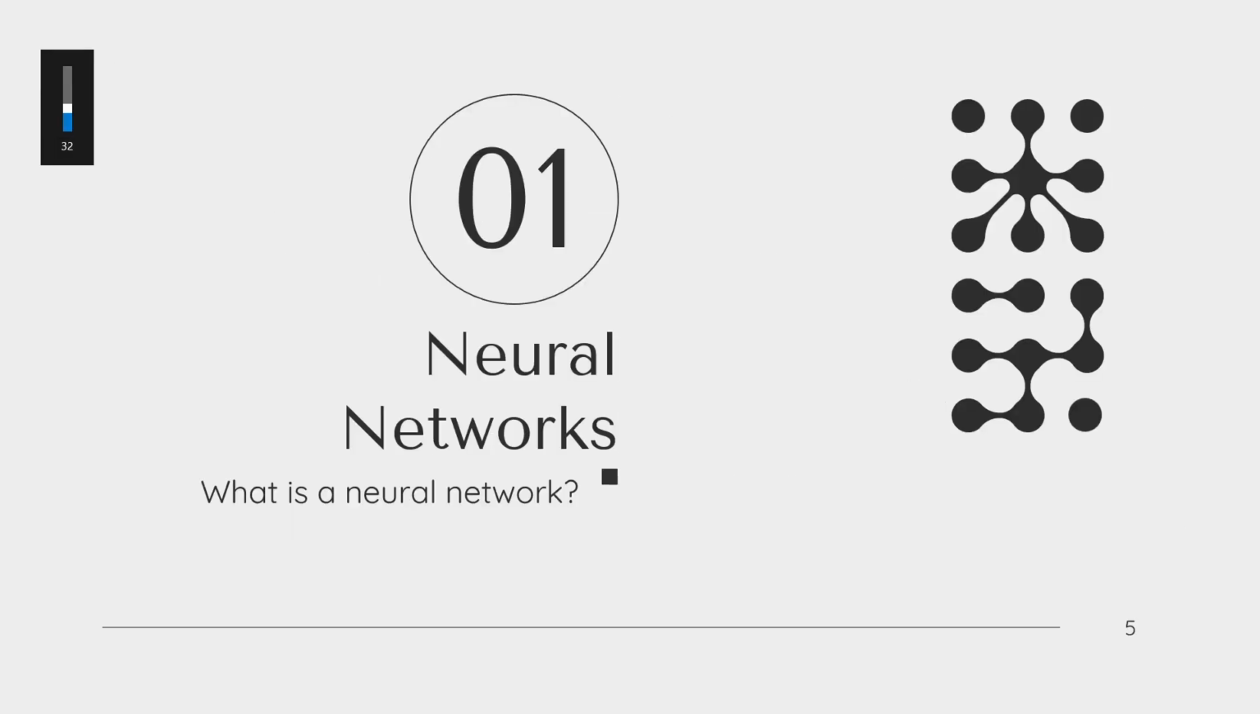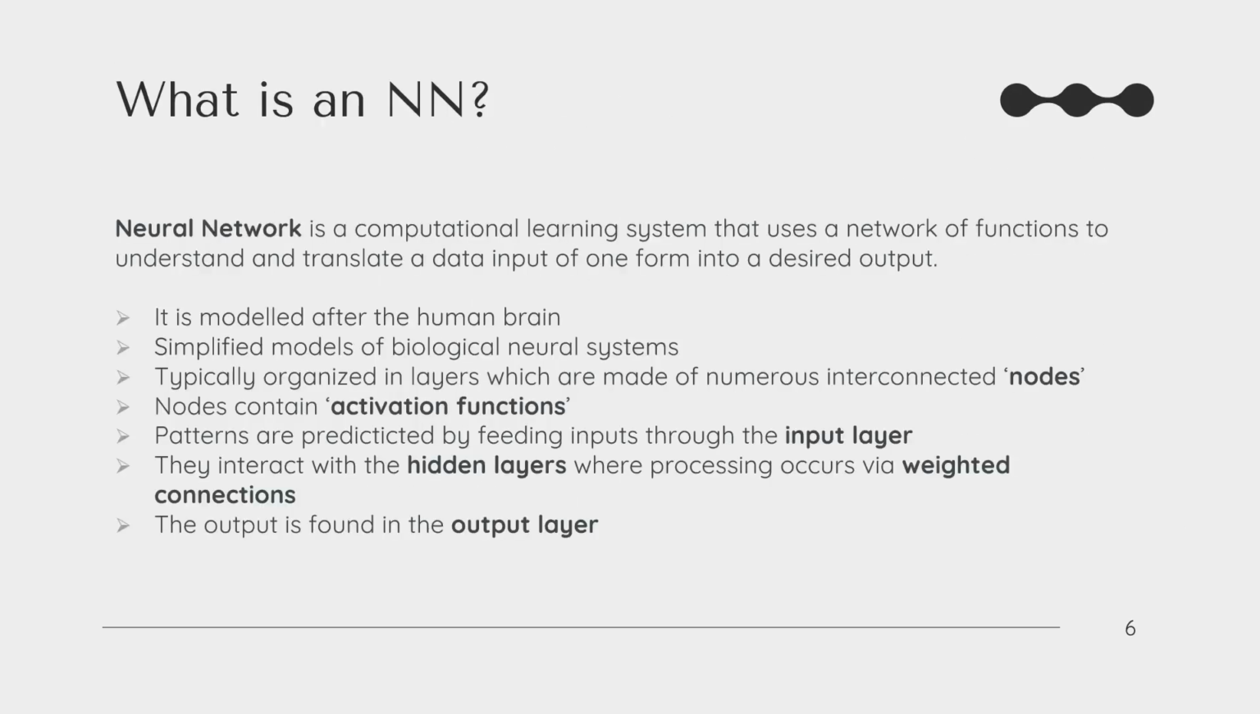Neural networks. What is a neural network? A neural network is a computational learning system that uses a network of functions to understand and translate a data input of one form into a desired output. It is modeled after the human brain.